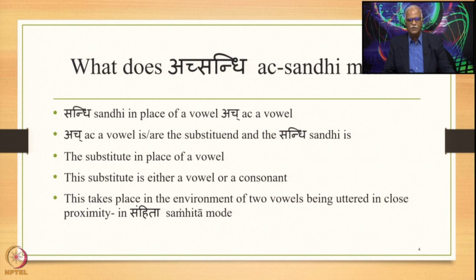Obviously, in this vivaksha is at the background, and we have already studied when vivaksha is at the background, samhita is to be obligatorily made. And in all those cases, in such a situation, one vowel or sometimes both the vowels, they are substituted by a substitute, sometimes in the form of a vowel or sometimes in the form of a consonant, and this is the substitute. So this is how Ach Sandhi is referred to. This is what Ach Sandhi means.